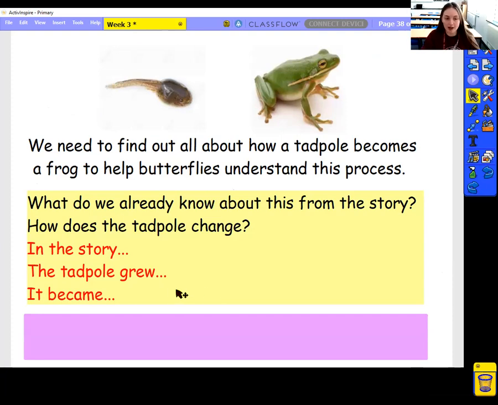The story can help us. How did the tadpole change? Tell somebody in the room. Remember, how did the tadpole change? What happened first? How did it start to grow? What things did it grow? Tell somebody in the room and pause the video. Fantastic. So at first, our tadpole just had a tail and a body, and then it started to grow arms and legs, and eventually it lost its tail and it became a frog.